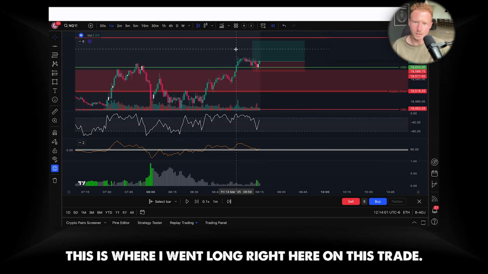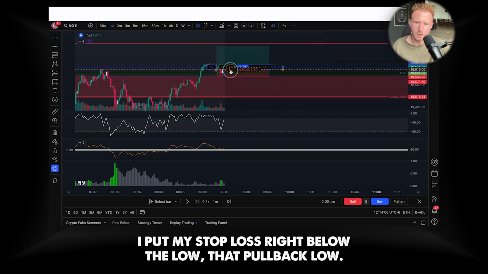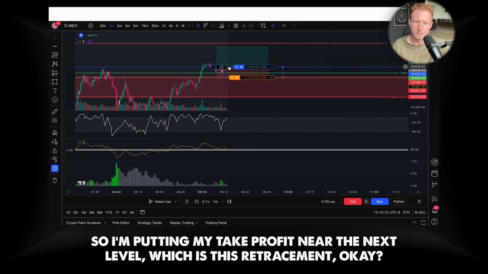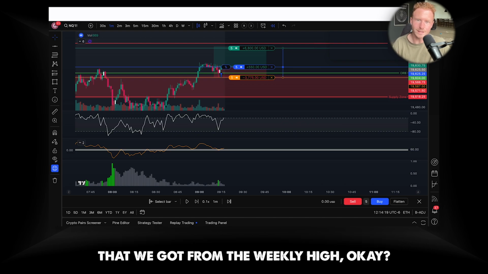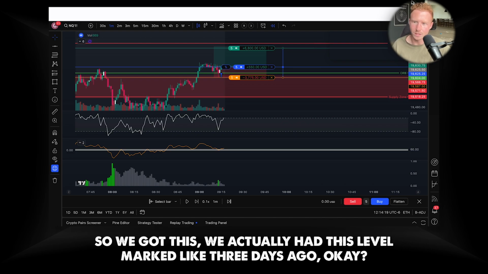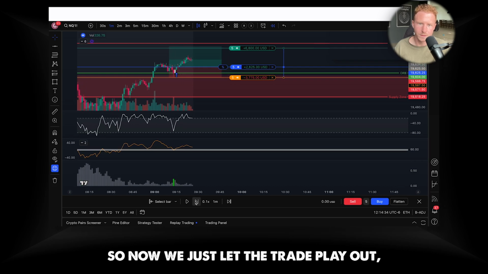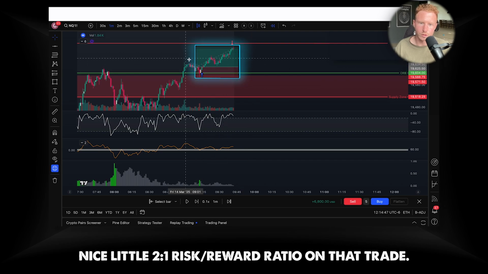This is where I went long right here on this trade. So for example, buy 5 contracts. I put my stop loss right below the low, that pullback low. And then from there, I'm riding it near my next level. I'm putting my take profit near the next level, which is this retracement that we got from the weekly high. We actually had this level marked like 3 days ago. If you remember how we drew this. So now we just let the trade play out, and you can see it eventually hit our take profit. Nice little 2-to-1 risk reward ratio on that trade.